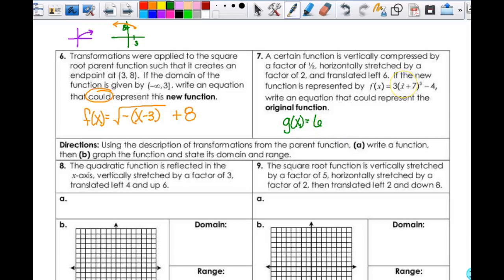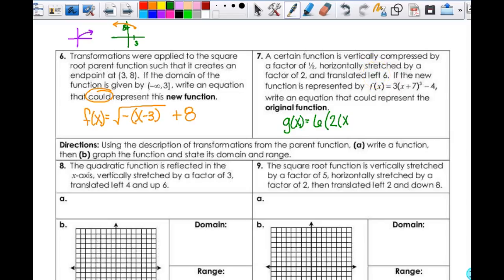So I need to divide it by 1/2, which is the same as multiplying by 2. So I need to open my parentheses. I'm going to multiply by 2. And then this x plus 7 has to be in parentheses here, or it might not be 7. Then it says, so this is my horizontally stretched, and then translated left 6.